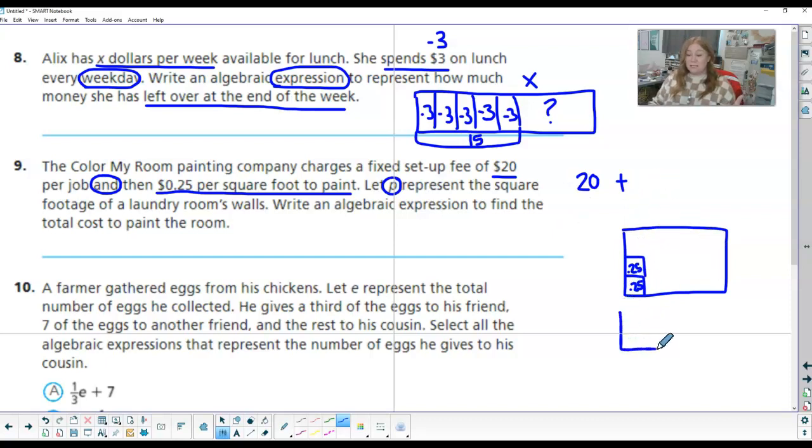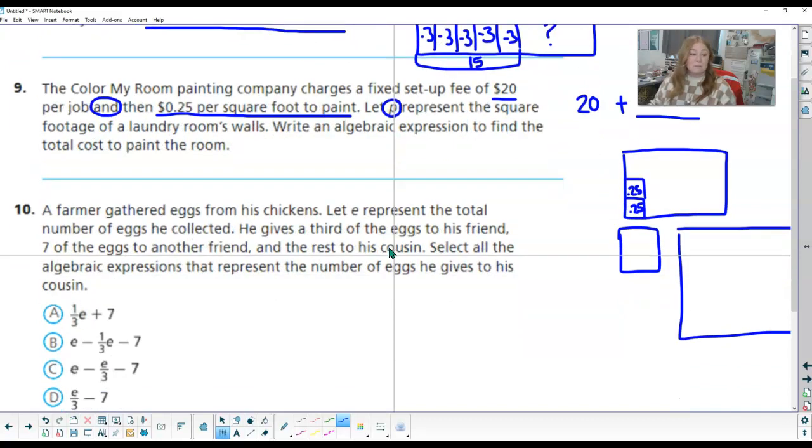So if the room was this small, we would see how many P's there are and do it by 25. If the room was this big, we'd do the same thing. How many P's? Give it to the 25. We need 25 cents for every P. So see if you can finish this expression here. 20 plus what is going to tell me the final cost for them to paint the room.